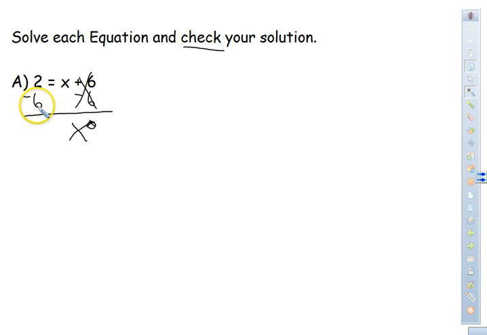Now we have 2 minus 6. Okay, now the question is, how did we get minus 6? Well, it's really that you're adding 6, or excuse me, adding a negative 6 to both sides. So what is 2 plus a negative 6? Well, it's going to equal a negative 4. Okay, a negative 4 is how we're going to solve that.